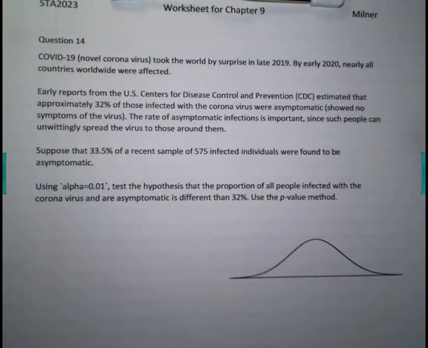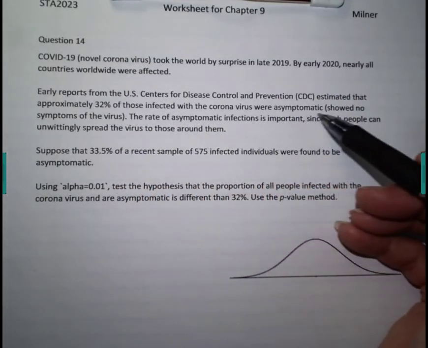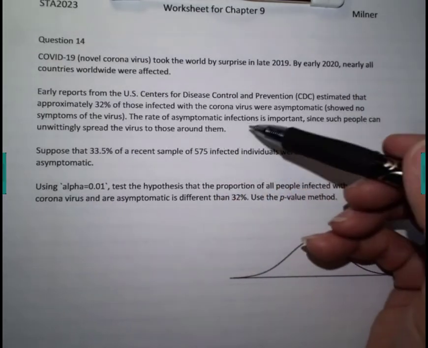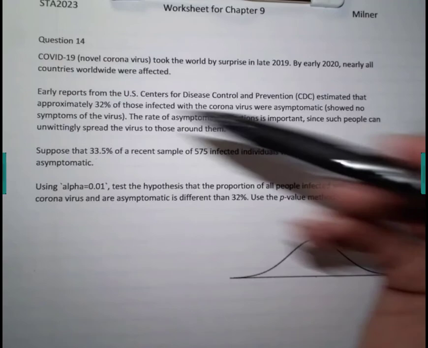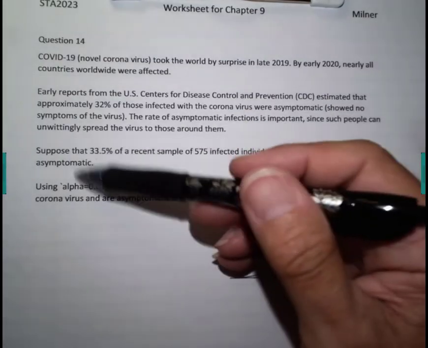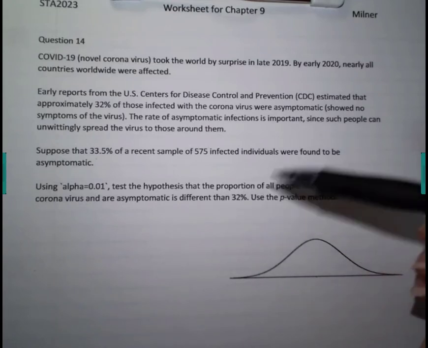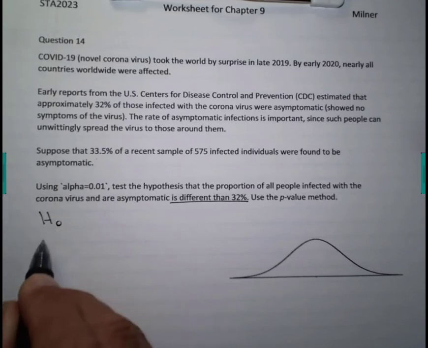Okay, for our last proportion problem, let's talk about COVID-19. Reports from the U.S. Centers for Disease Control estimated that approximately 32% of those infected with the virus were asymptomatic or showed no symptoms. The rate of asymptomatic infections is important because we can spread it, and we know this. And then they took a sample of 575 and found that 33.5% of those infected were asymptomatic. They want to do a test with alpha of 0.01, and they want to test that the proportion of all people infected is different from 32%. Let's write down our hypotheses, okay?